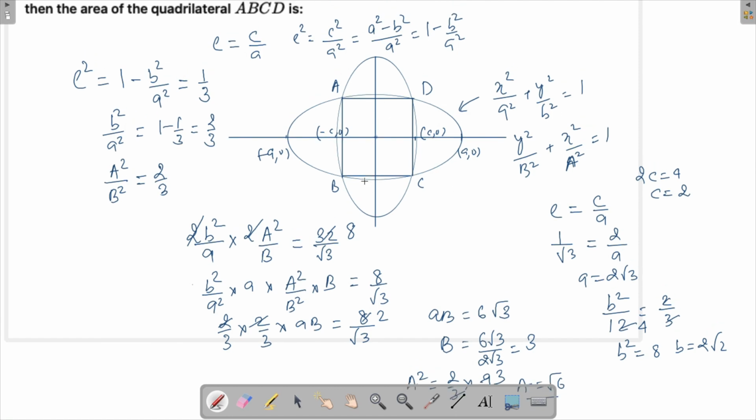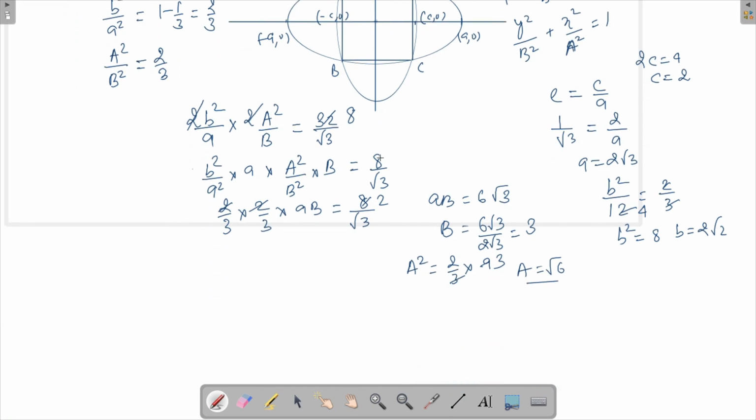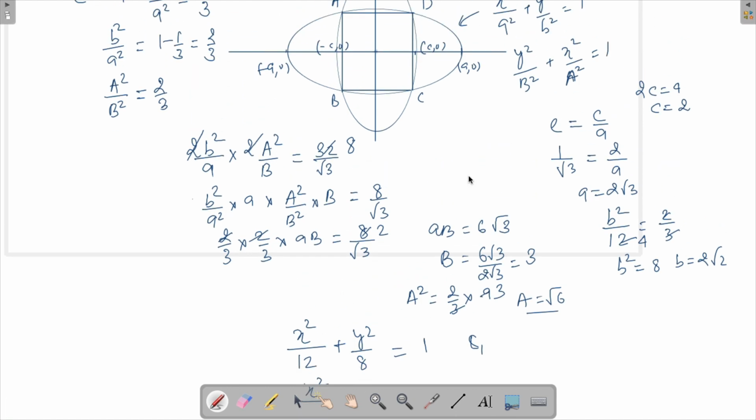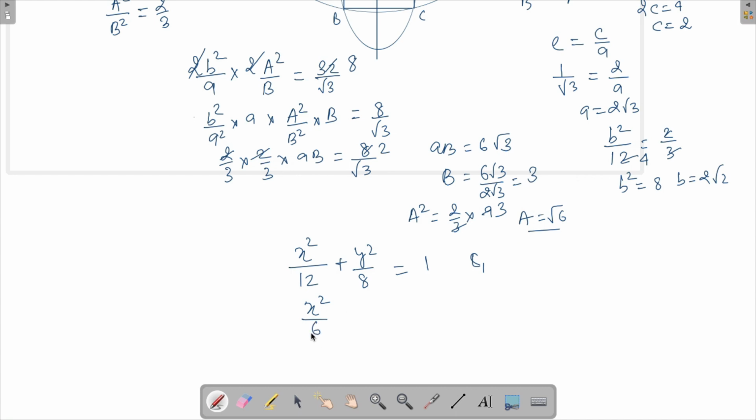So now we have to also find out the points where they intersect. From here, we also got the equations of the ellipses. So this is x square by a square, which is 12, plus y square by b square, which is 8, is equal to 1. This is my first ellipse, E1. And then x square, oops, y square, let's write x square upon a square itself, which is 6, plus y square by b square, which is 9, is equal to 1. Now, I have to find the point of intersection here.